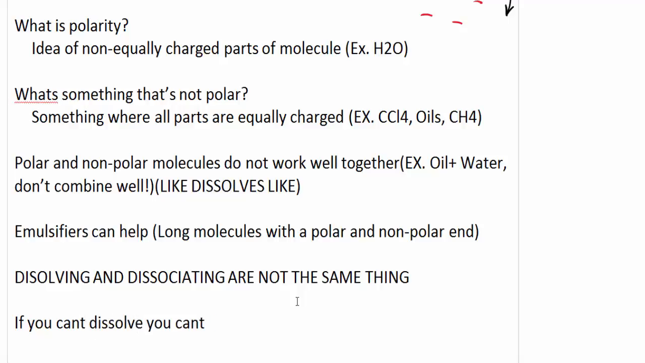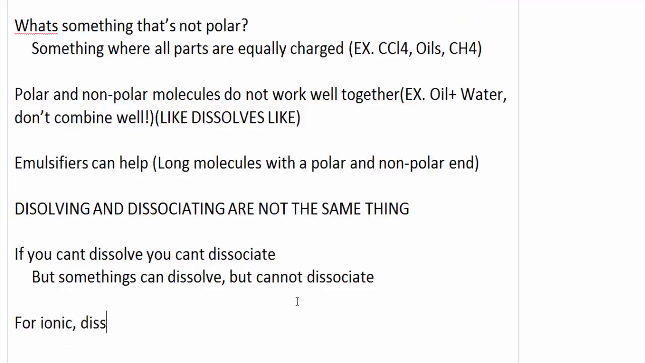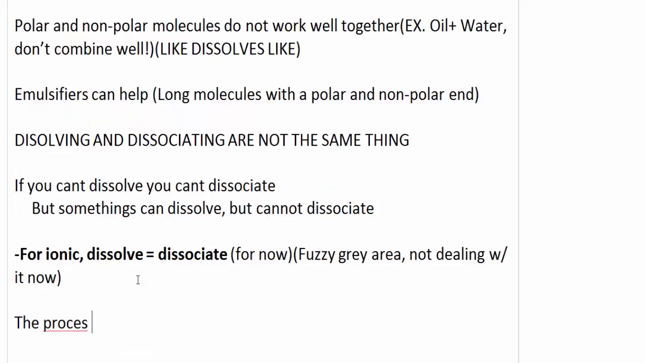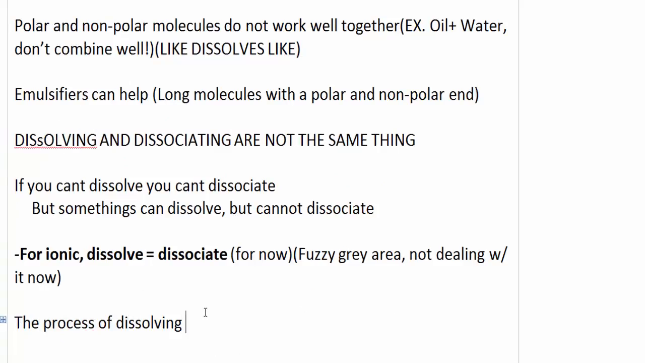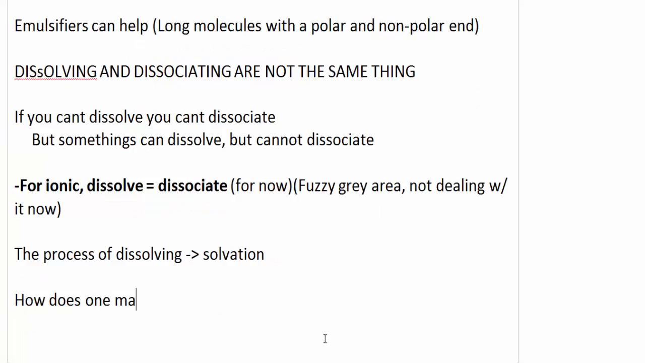So dissolving and dissociating are not the same thing. That we need to be reminded of. And if you can't dissolve, you can't dissociate. Some things do dissolve but don't dissociate. For example, a sugar molecule could dissolve in water but not dissociate. So for ionic compounds, we're going to say that dissolving is equal to dissociating. They're the same thing. For now, it's a fuzzy area. We're not going to go too much deeper into that.